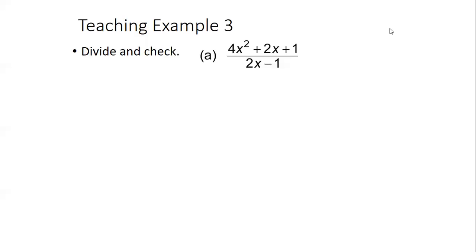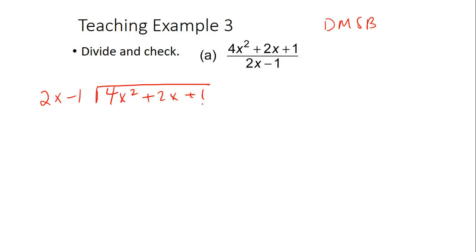See why I said this was a 2-day? All right, here we go. So we're going to do this again and again. The steps that you follow: you divide, multiply, subtract, and bring down. So I'm going to set it up. Everything is in standard form, nothing's missing. So I have 2x minus 1 dividing 4x squared plus 2x plus 1.